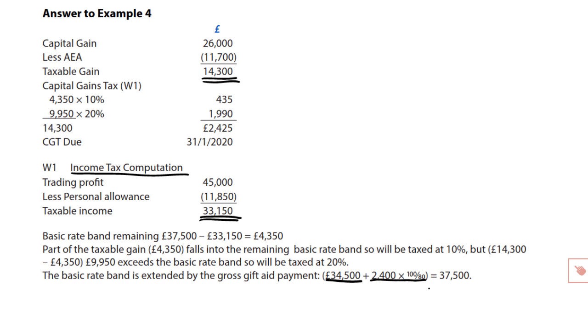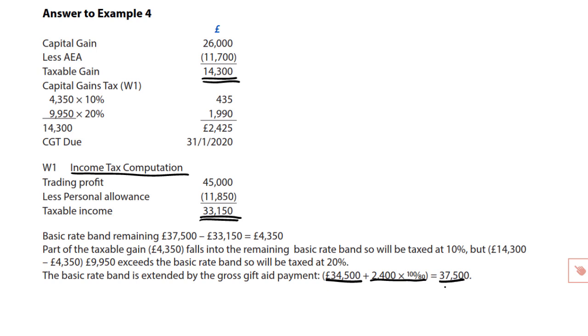Be careful with exam questions. Again, they may tell you the gross figure. If they do tell you the gross figure, they will have that in brackets next to the amount. It would have been paid £3,000 in brackets gross gift aid payment. You therefore would already have the gross figure. Here though, we had to work it out.